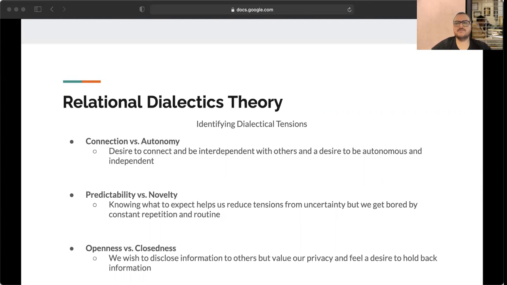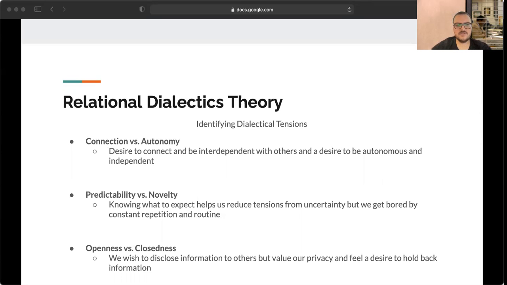The next is predictability versus novelty, and that's knowing what to expect helps us reduce the tensions from uncertainty, but we get bored by the constant repetition, routine, and repetitiveness. So relationships that fall into routines may become comfortable, and they'll suffer for a need for freshness.